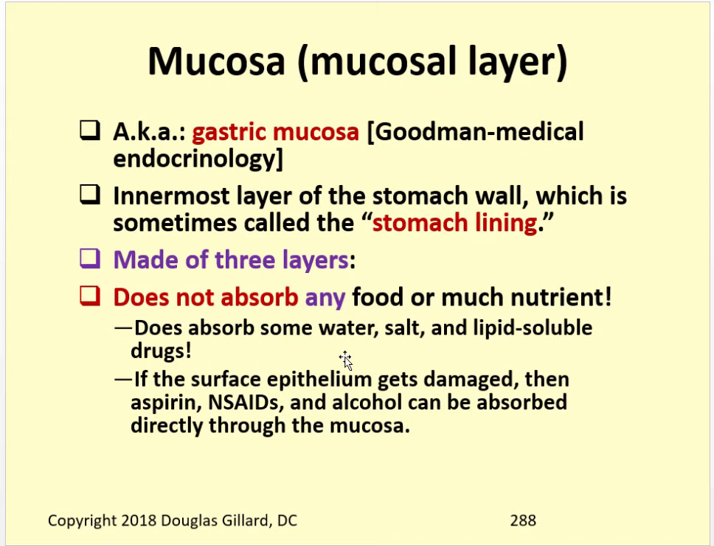So gastric mucosa. It's the innermost layer. It's made up of 3 layers we'll look at. We talked about it already. And it usually doesn't have anything to do with food or nutrient absorption for the most part, but there are some things absorbed, like water, salt, lipid-soluble drugs, alcohol. If the surface epithelium gets damaged, then you can start taking in NSAIDs, and aspirin and alcohol are absorbed much more readily when it's damaged by things like alcohol.